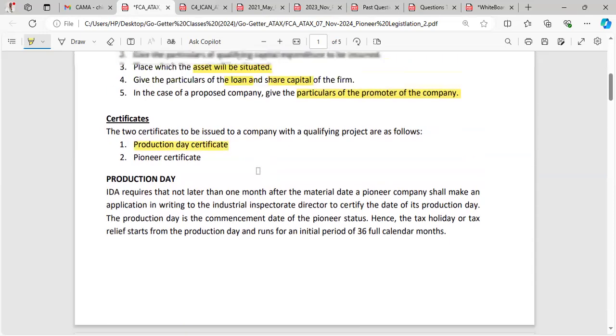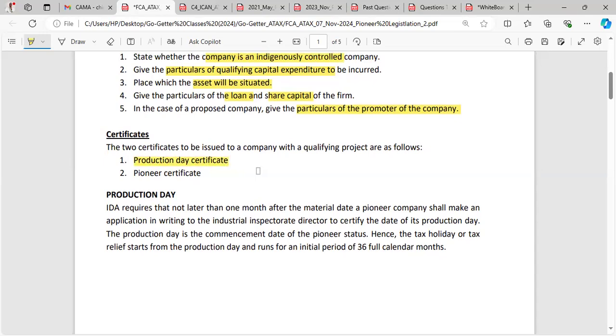So, we'll talk about that. Now, this Production Day Certificate is the first certificate you get. Then, you also have the Pioneer Certificate. So, what is a production day? We need to know the production day so that we will know the production day certificate.